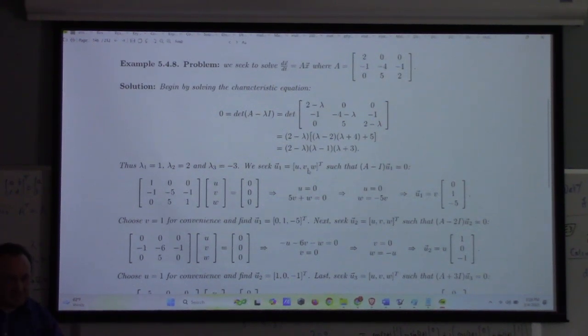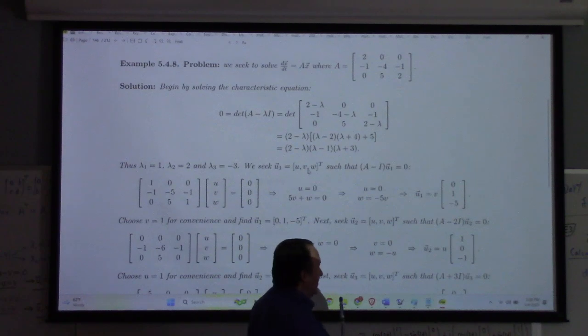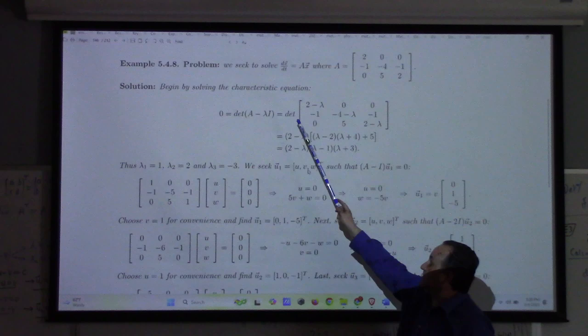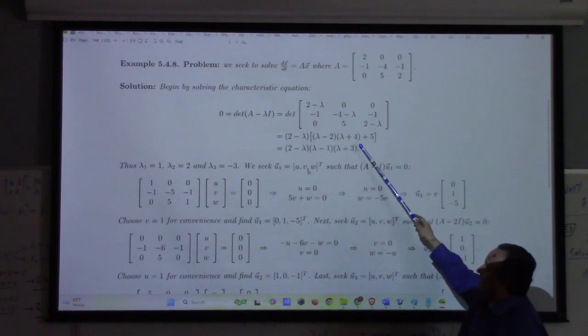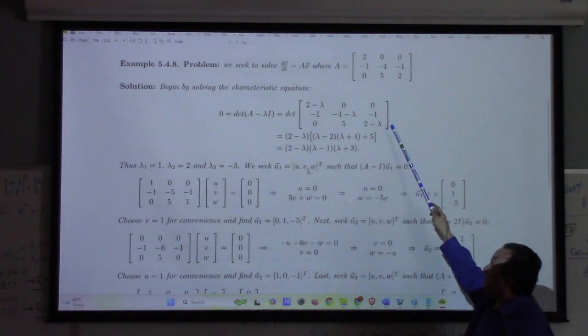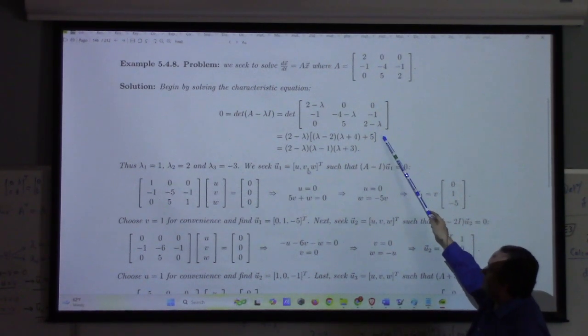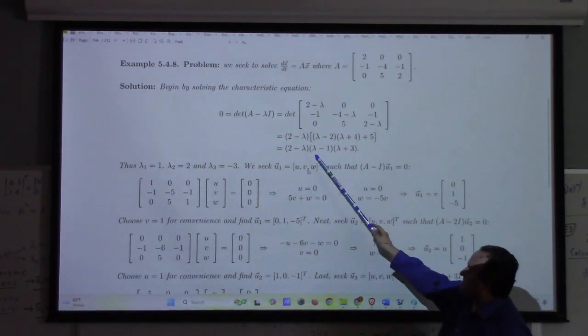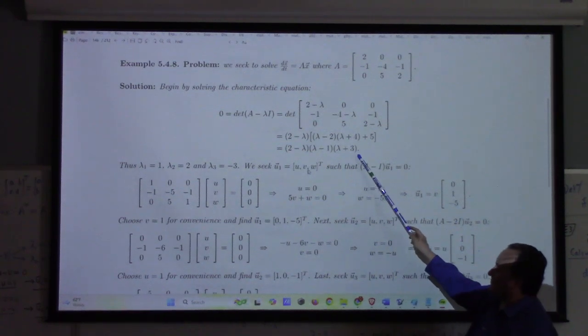There are a subset of 3 by 3 problems that are test fair, and there's another subset of 3 by 3 problems that would just be cruel and unusual punishment to try to get anybody to do on a test, because they're just horrible. The reason is that when you calculate the determinant of A minus lambda I for a 3 by 3, you're up against a cubic equation. This one, it just so happens that we can factor out a 2 minus lambda, and then this quadratic factors like that. So my eigenvalues are 2, 1, and minus 3.